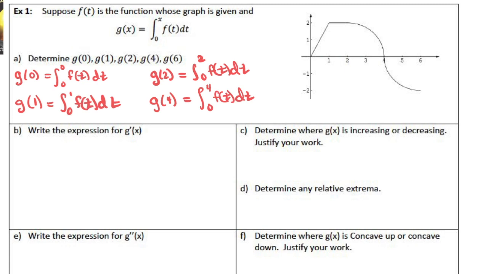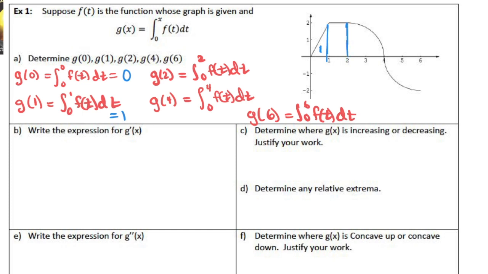And our last part will be g at 6, which is the integral from 0 to 6 of f of t dt. Now let's recognize the different shapes and use our geometric concepts. 0 to 0, of course that answer is 0. When we go from 0 to 1, you see the shape of a triangle, and the area we'll get is 1 for that piece. So 0 to 1 is 1. Now we're going from 0 to 2.